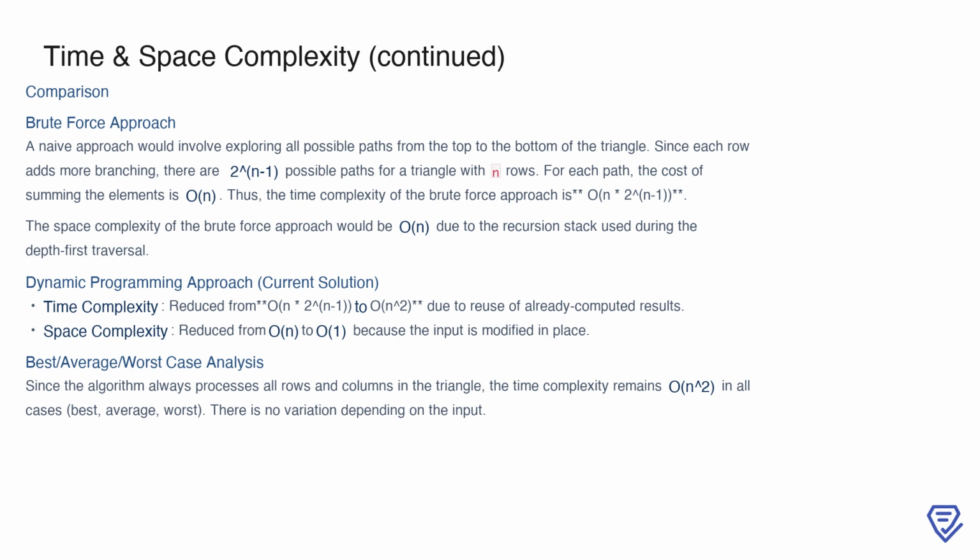Additionally, the recursion stack used during a depth-first traversal of these paths would require space proportional to the depth of the triangle, or O(n). In contrast, the dynamic programming solution significantly optimizes both metrics. The time complexity is reduced to O(n squared) by reusing previously computed results, and the space complexity is reduced to O(1) by modifying the input in place. Moreover, since the algorithm processes all rows and columns of the triangle regardless of the input, the time complexity remains O(n squared) in all cases: best, average, and worst.